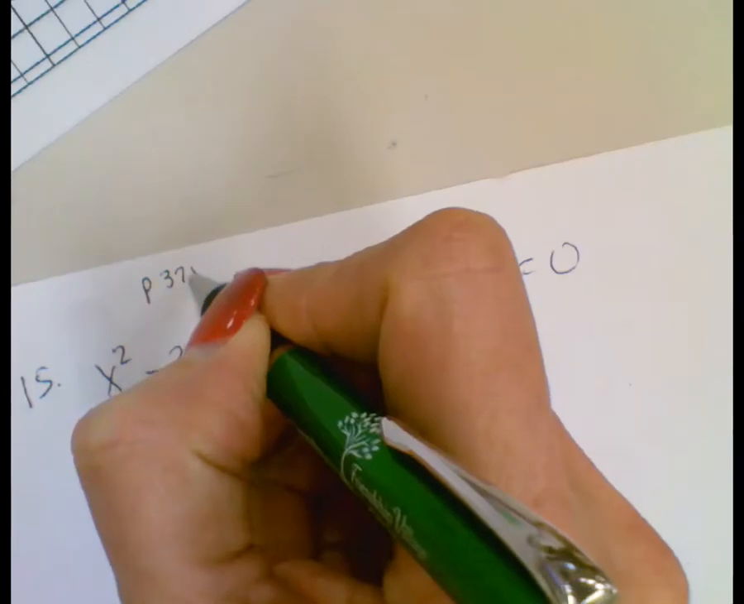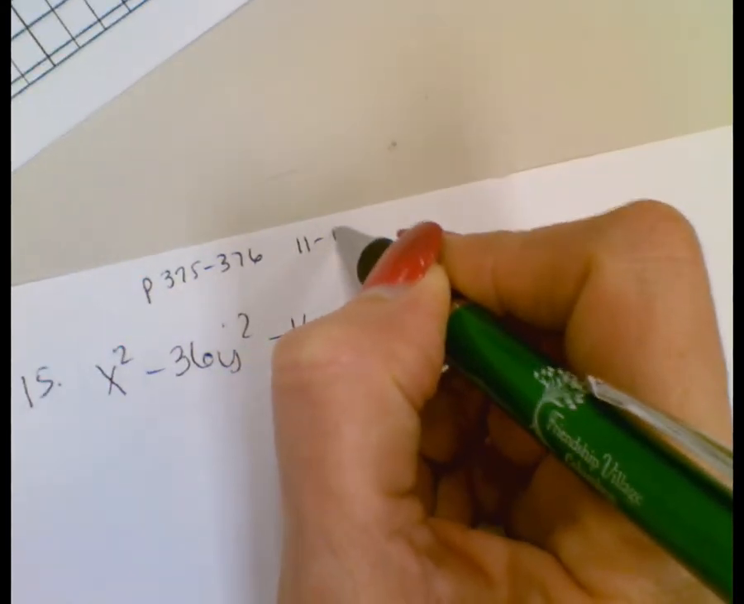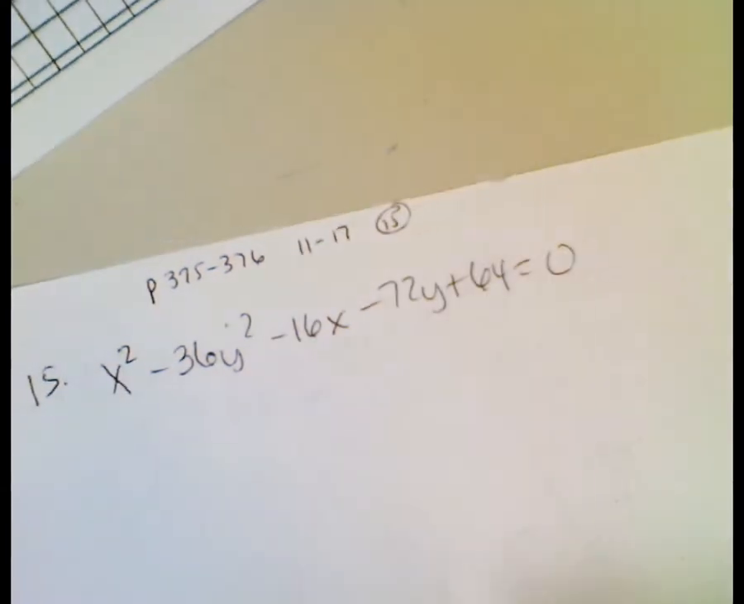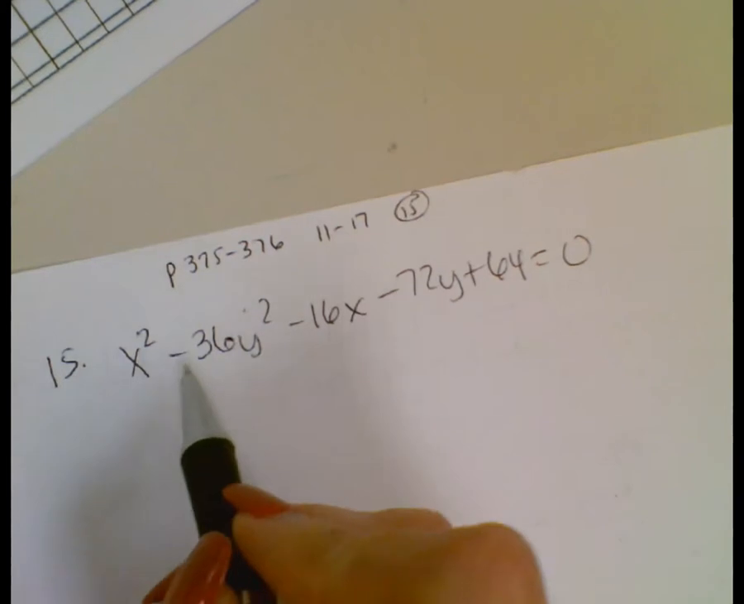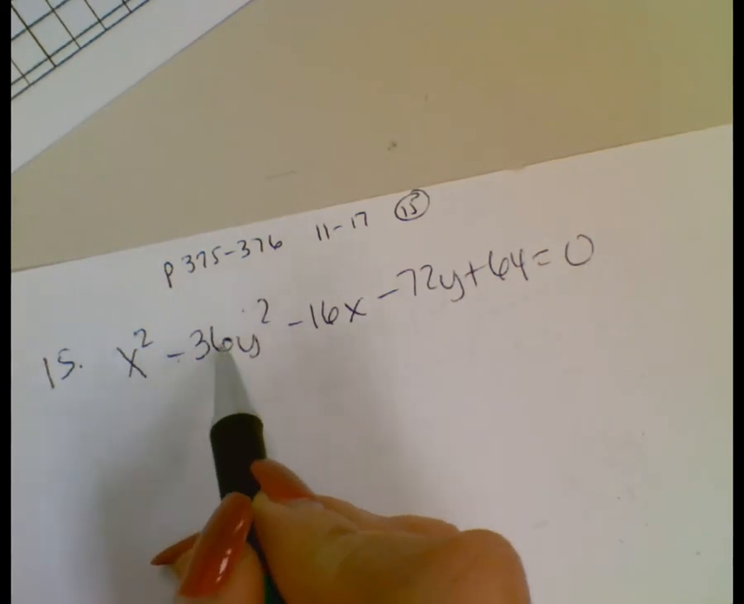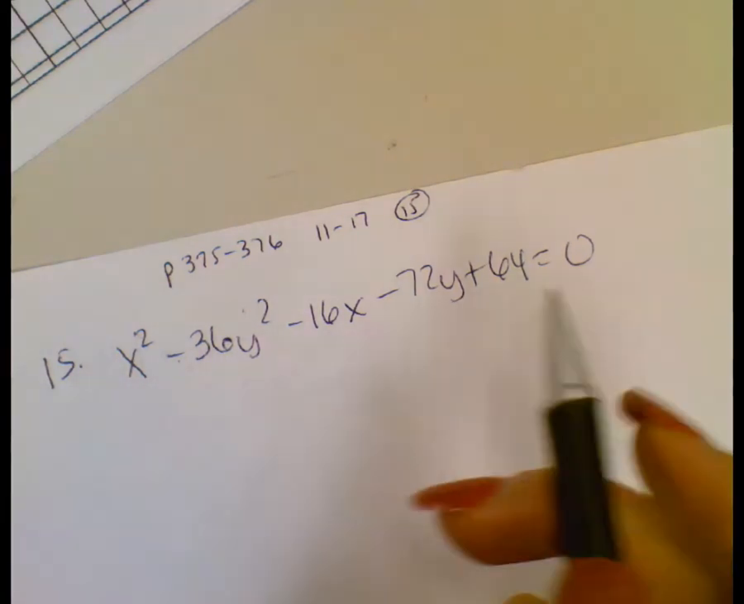Okay, we're continuing with the hyperbola homework on page 375, 376. The homework was 11 through 17, and we are on 15. So here's 15. This is a hyperbola, and you can tell it's a hyperbola because there's a minus sign in front of the y squared term, and the x squared term is positive. As long as one's positive and one's negative, it's a hyperbola.